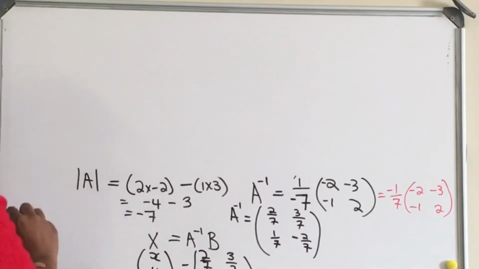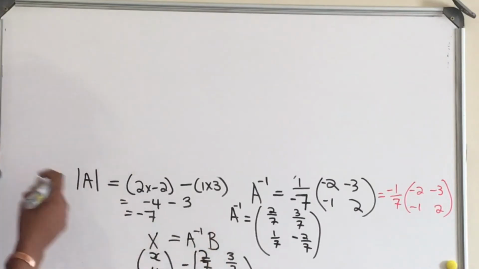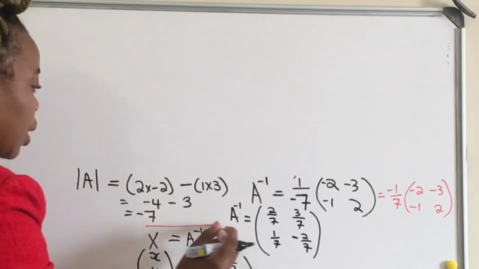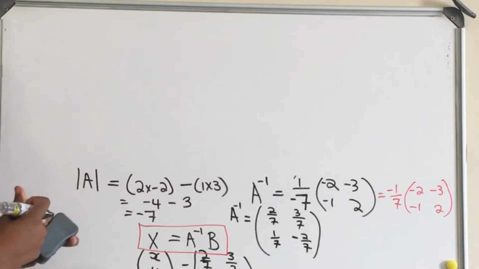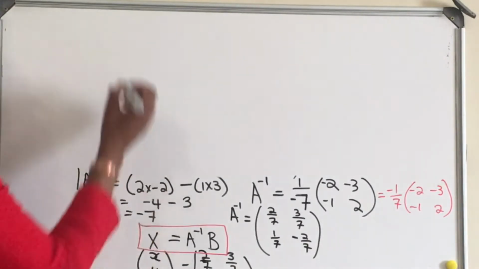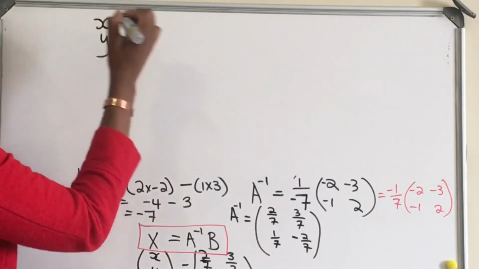I'm going to rewrite that. What we have after we use this formula, because this is the formula that we are going to be using every time you want to use the matrix method to solve simultaneous equations. You always use that formula. So we are going to rewrite that so that we can continue from there.